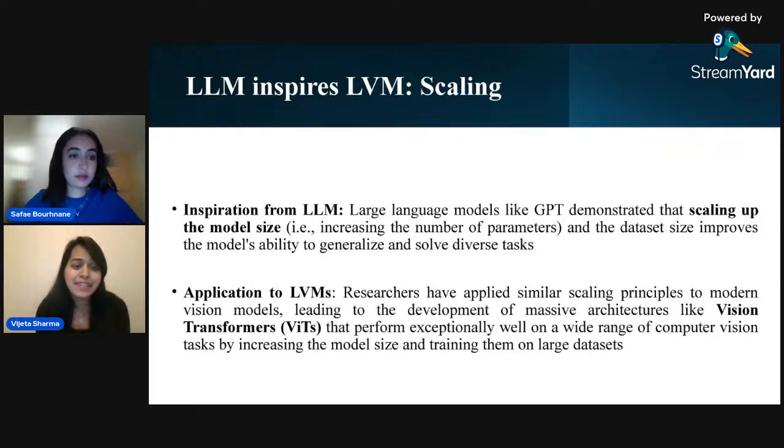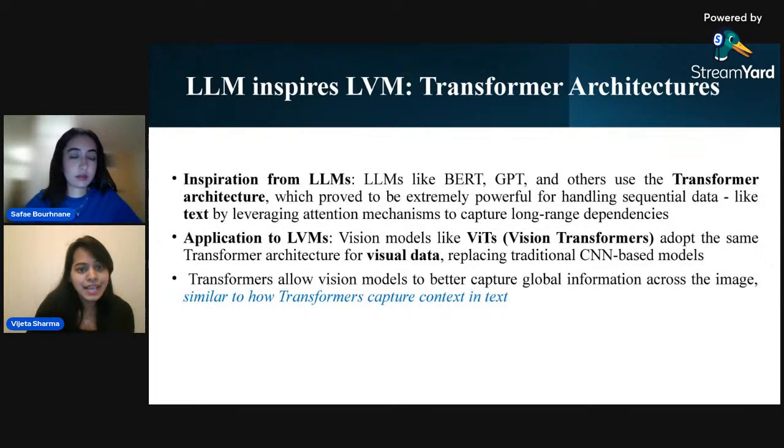It means making it scalable with more data and more complex architectures. In the same way, the large vision model has been proven to have good generalizability with the scaling of existing computer vision models, which are trained on large datasets, and by adding some layers on the existing architectures in the transformer model, vision transformer models. Yes, LLM also inspires LVM in terms of the transformer architecture. They are the basic block of the large vision model.